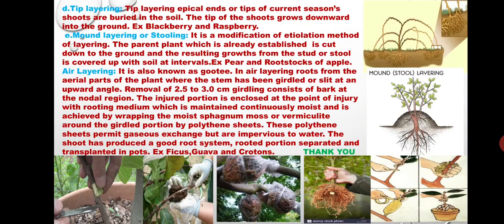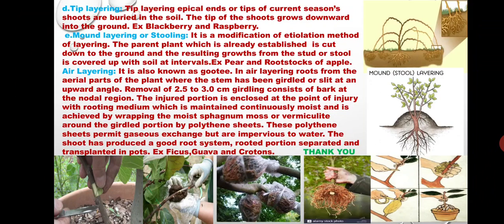Next one is the mound layering or stooling. It is a modification of the etiolation method of layering. The parent plant, which is already established, is cut down to the ground and the resulting growth from the stool is covered up with soil at intervals. The best examples are pear and rootstocks of apple.